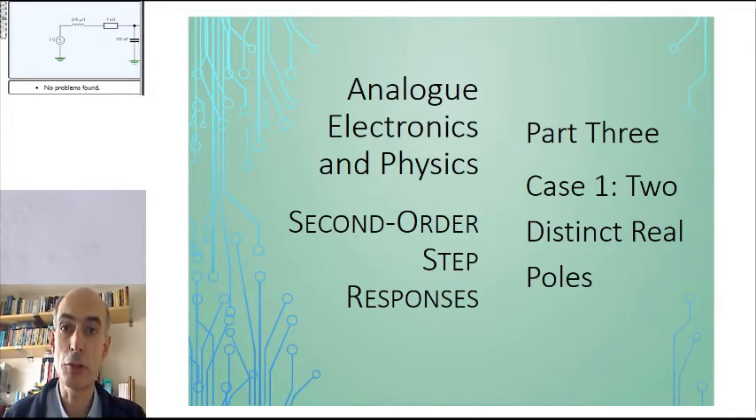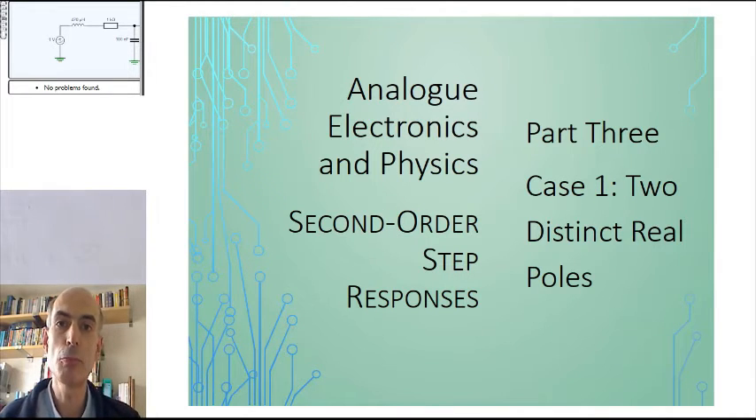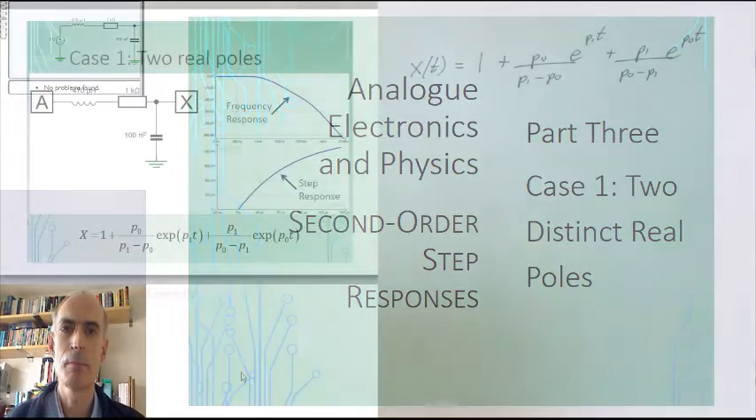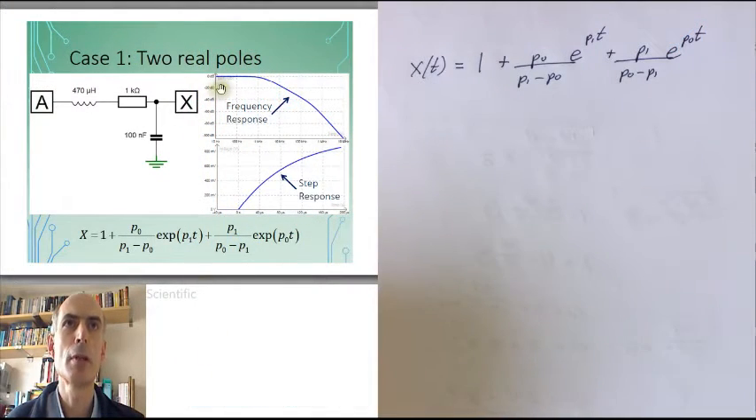The first of the special cases of the second order step response for this low-pass filter is the case where the poles are both real and widely separated. So we're examining the case of a very small Q factor here. With this sort of circuit, this is the frequency response we would expect.